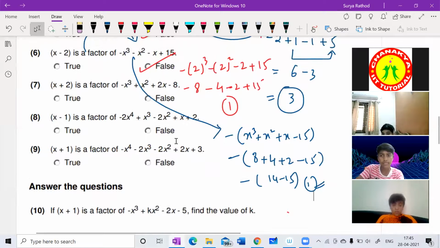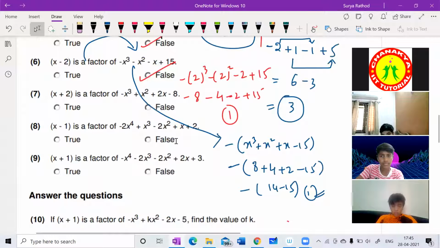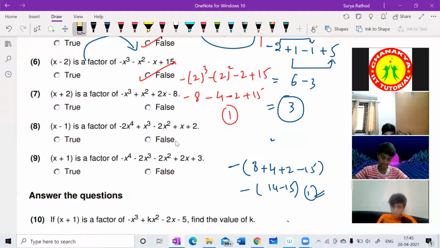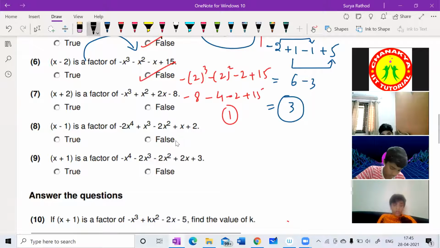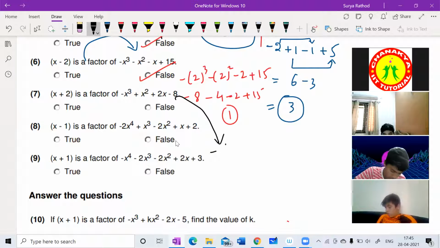How many of you are done with the eighth question? Oh, someone is done with the eighth question as well. Very good. Sir, I'm done with the 9th question also. Very, very good. Fantastic. I hope it's very easy for you. So now the 7th question. What is the 7th question? Sir, I already kept the answer.